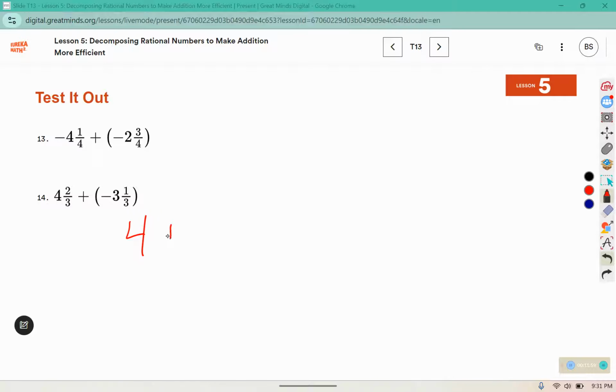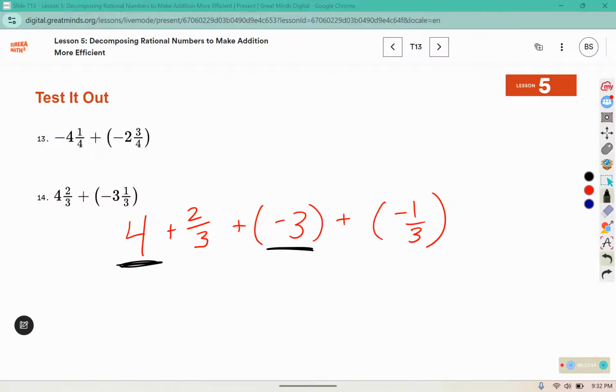Here I have positive 4, positive 2/3, negative 3, and negative 1/3. 4 and negative 3 would leave us at positive 1, 2/3, and then backwards 1/3 would leave us with a positive 1/3. So our final answer for 14 should say 1 and 1/3.